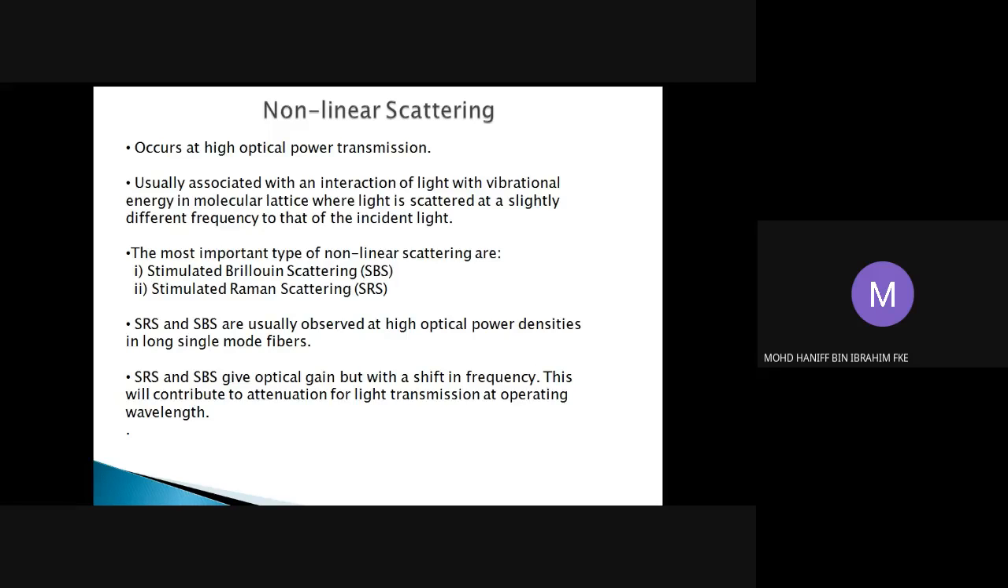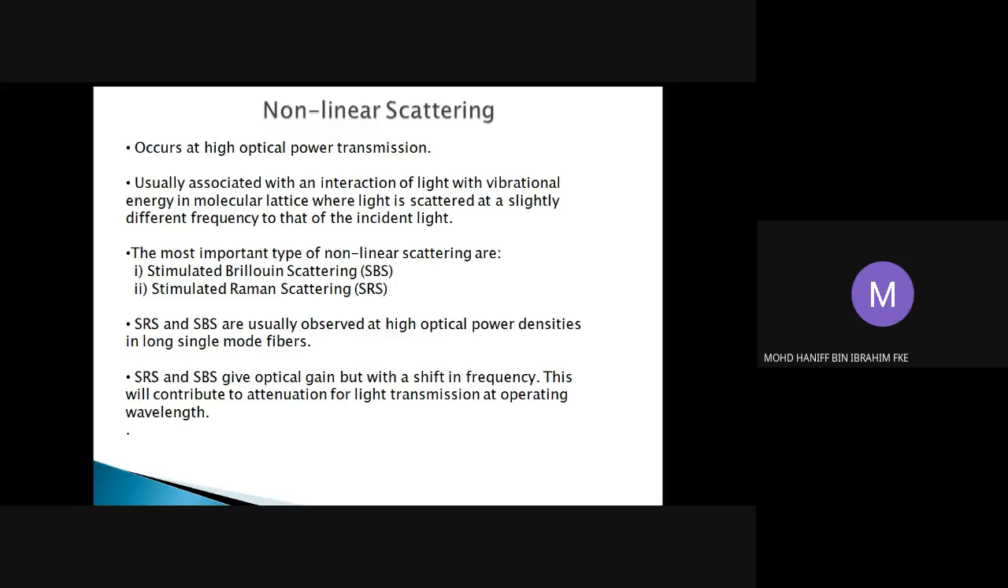So we have actually learned about the basics of attenuation, the formulations of attenuation. And we have also understood the factors of attenuation. So far, we have learned about the absorption. We have also learned about the linear scattering.